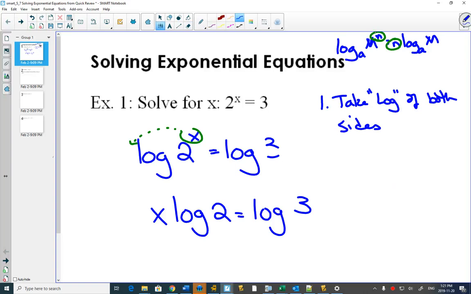Log of 2, that's a number. Log of 3, that's a number. You can't tell me off the top of your head what those numbers are. Or did anybody in their past have to memorize logarithms in school?